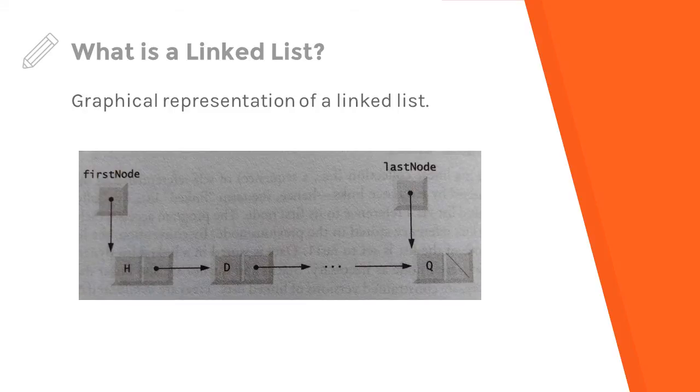Here you can see a graphical representation of a linked list. It has H in the first node and Q in the last node. You can see the reference link in the H node is connected to D node. An important thing you will notice in the last node Q is the reference link is set to null, which implies it is the bottom node in the list.